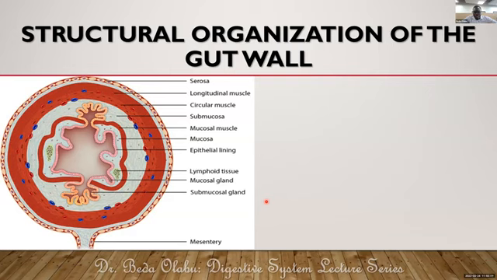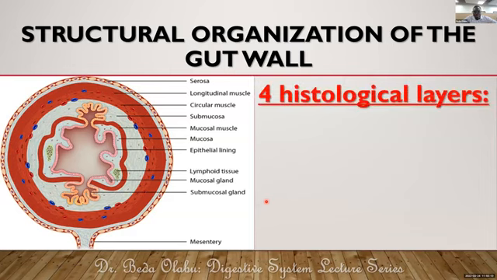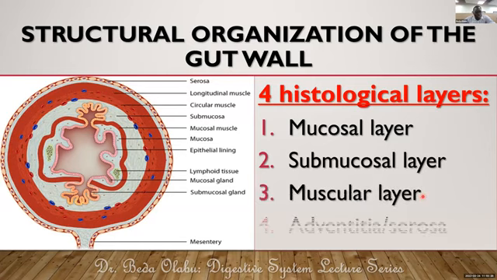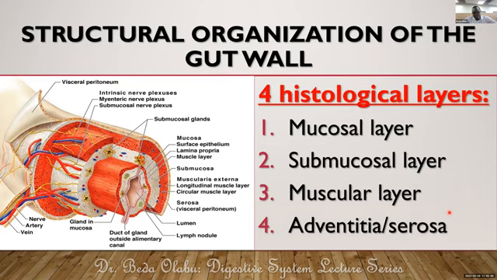There is a basic structure organization of the GIT wall. The GIT wall consists of 4 histological layers, the innermost being called the mucosa, followed by what we call the submucosa, followed by what we call the muscular layer, and lastly, the adventitia or the serosa. Let's look at these histological layers one by one and see what each is made up of. So that is the mucosa, then submucosa, muscularis or muscular layer, and adventitia or serosa.